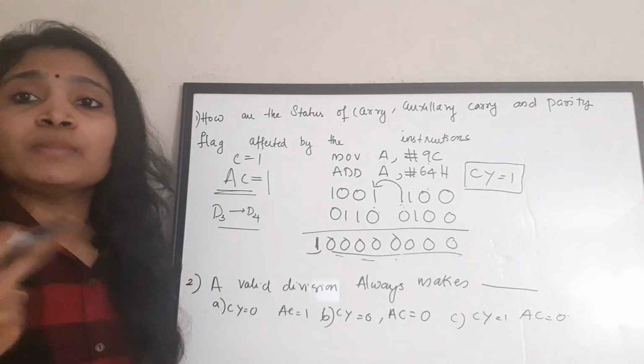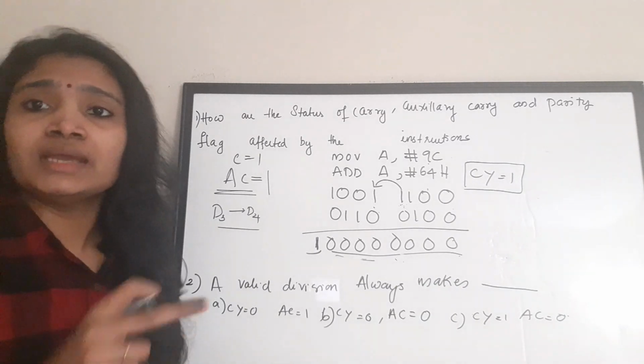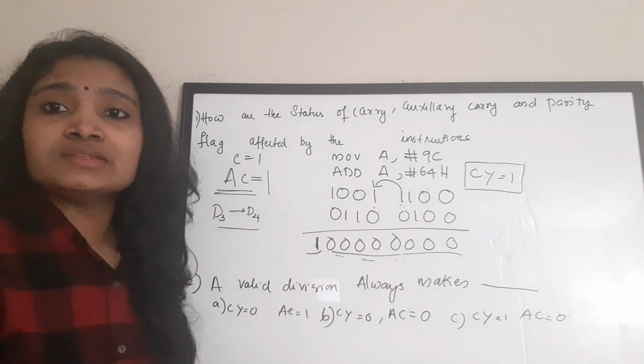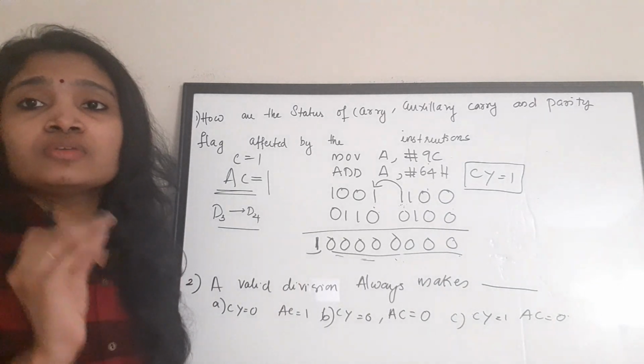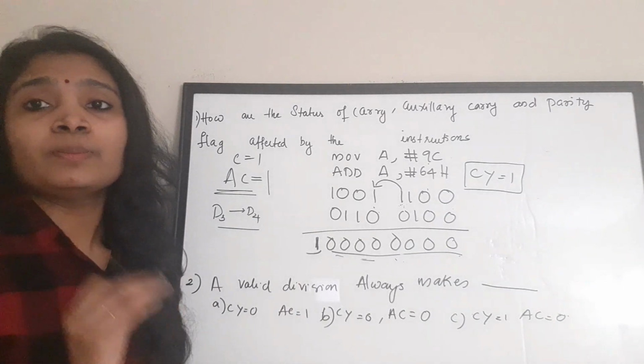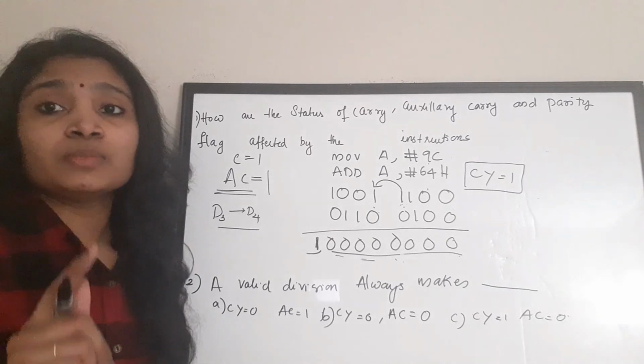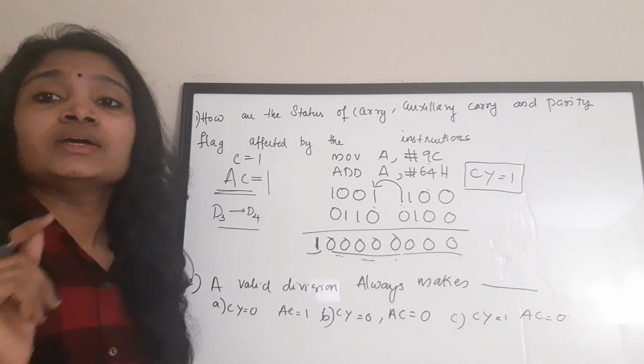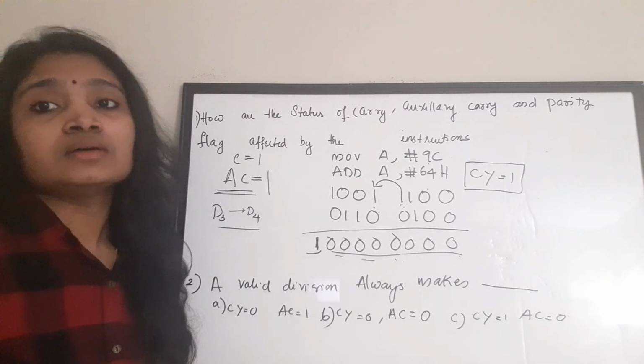Parity means the number of ones present in any number or any result. Here we have to check the number of ones in the result. If the number of ones is odd, then the parity is 1. If the number of ones present is even or 0, then the parity is 0.